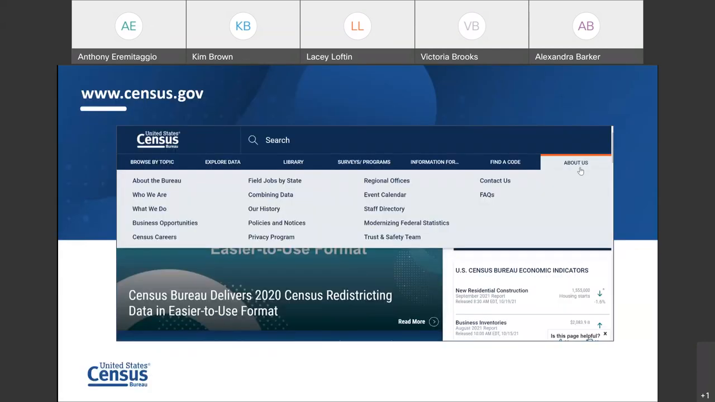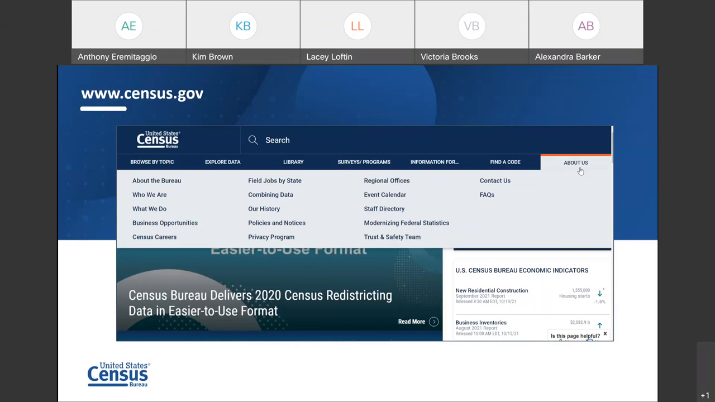So the first thing I want to introduce you to is our census.gov site. And as I mentioned, we're going to talk a little bit about us, and that is an actual tab on our homepage. Some of the other items that we'll be talking about throughout this presentation are also under these tabs that you're seeing on this page, such as surveys and programs. Our tools would be under explore data. So you'll see a little bit of everything in this particular presentation.